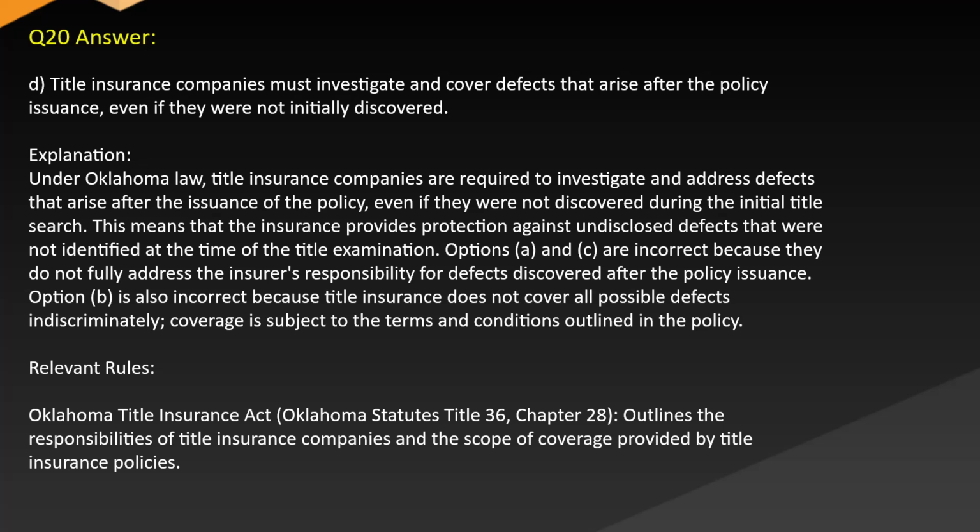This means that the insurance provides protection against undisclosed defects that were not identified at the time of the title examination. Options A and C are incorrect because they do not fully address the insurer's responsibility for defects discovered after the policy issuance. Option B is also incorrect because title insurance does not cover all possible defects indiscriminately. The coverage is subject to the terms and conditions outlined in the policy.